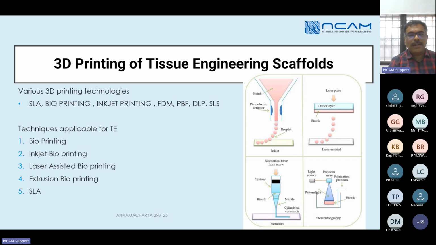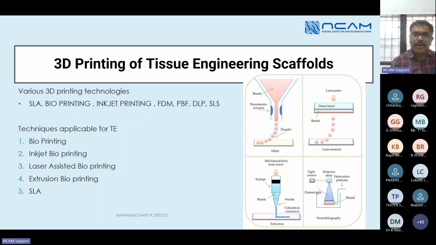If you see the right side of the screen, there are bio ink and inkjet. Ink based bioprinting is one technique which is popular for bio applications, and people are working on it, and some of the high institutes are already working on it. And there is one more application, which is laser assisted bio ink.